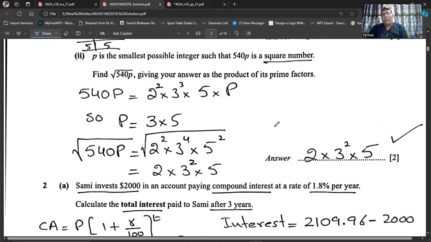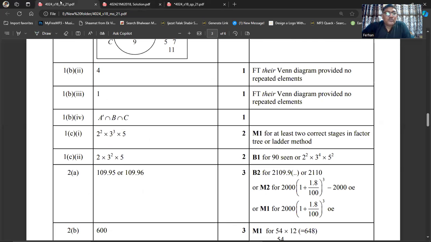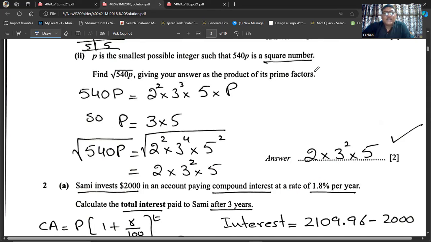This is the very first chapter in the Cambridge syllabus. So I hope you understand. 2 into 3 square into 5 is the right answer, sir. This is how this is done.